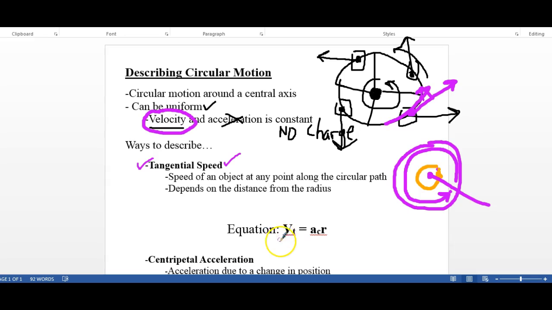Now this is the equation, v of t equals centripetal acceleration times r, but you have to remember originally this was squared. We remove the squared and we make it the square root of this. That will then give us the answer.